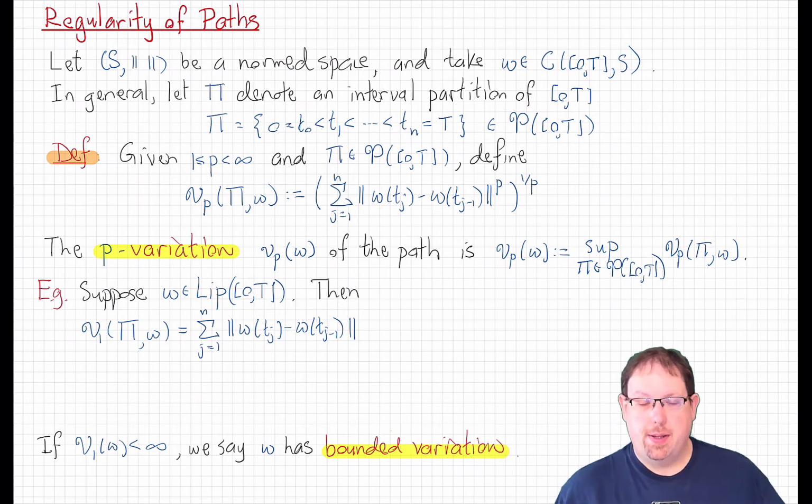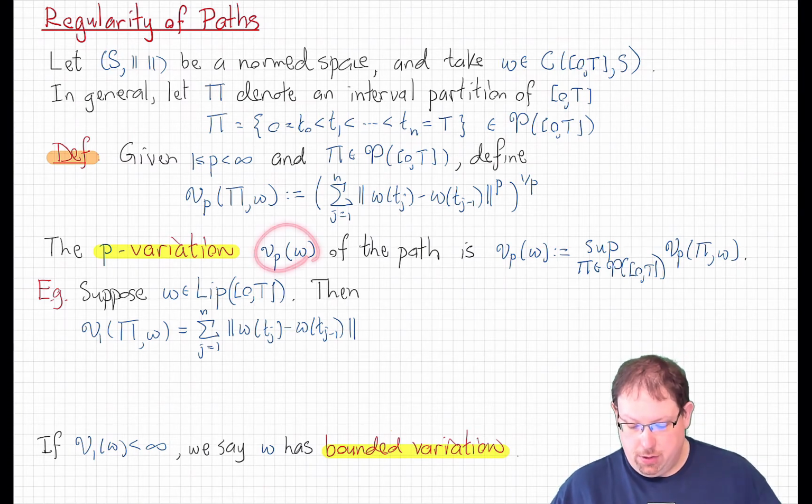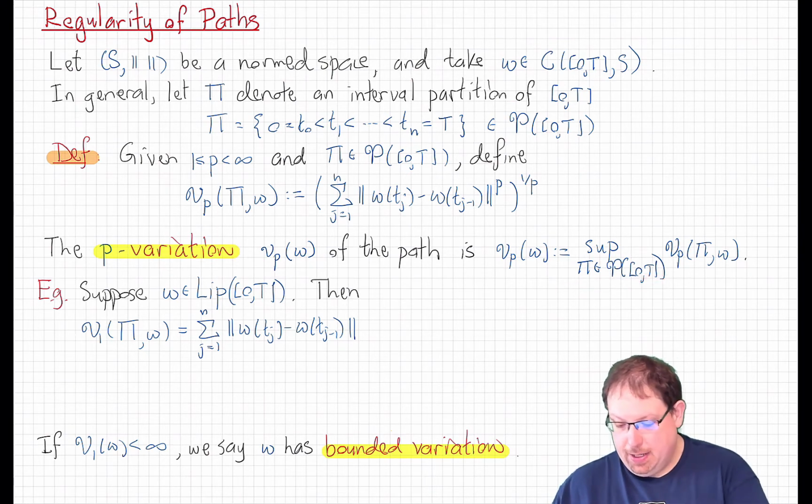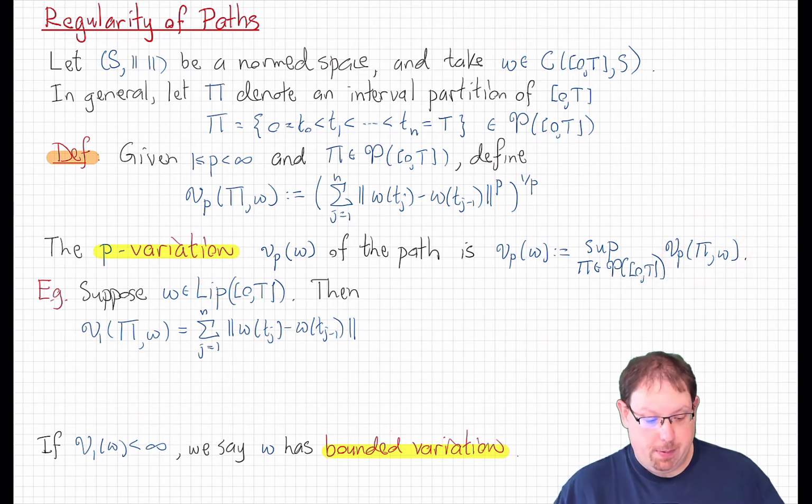Now that, of course, depends on the partition that we choose, and so the p-variation of the path in general is the supremum over all possible partitions of that p-variation on the partition. Of course, that supremum might well be infinite, and is much of the time, as we'll see. But let's first look at some examples where it's finite.